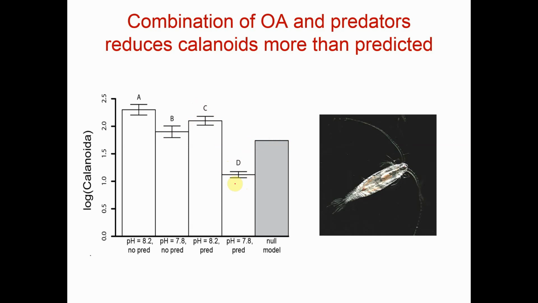What this means is the threat of predators and the threat from increased ocean acidification is acting antagonistically. It means that not only does ocean acidification directly negatively impact some of these copepods, but it also increases the chance they can get eaten by predators, which is why they're dropping so much.